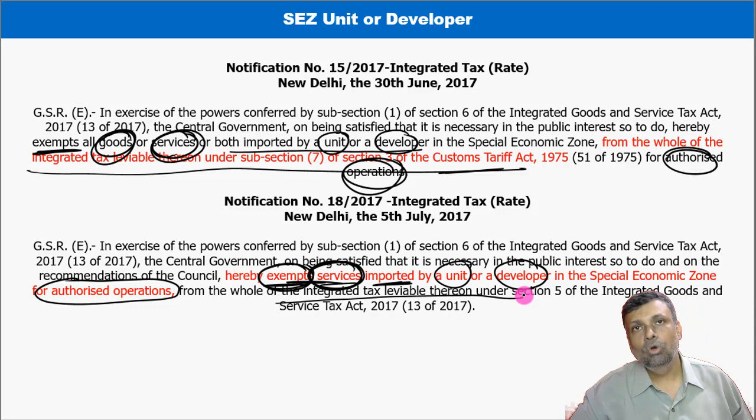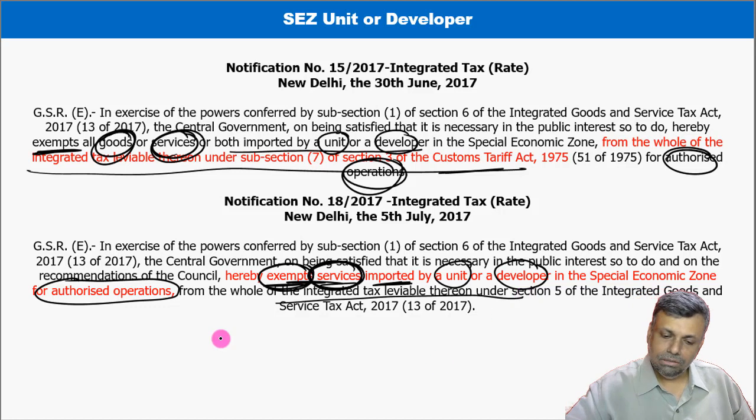That means the import of the services, I repeat, the import of the services done by a SEZ developer or a SEZ unit is also eligible for the purpose of exemption from IGST. So these import transactions are also given a benefit for the purpose of exemption from the GST.